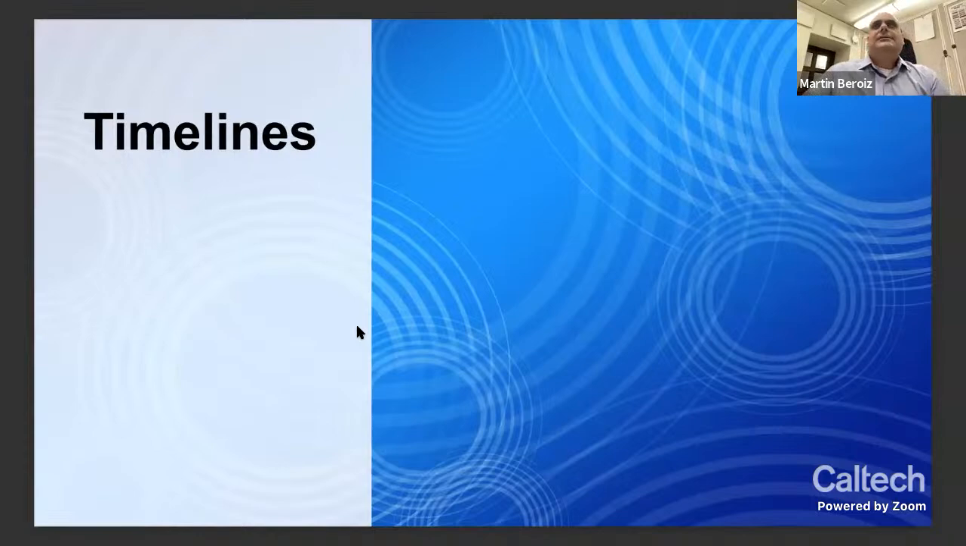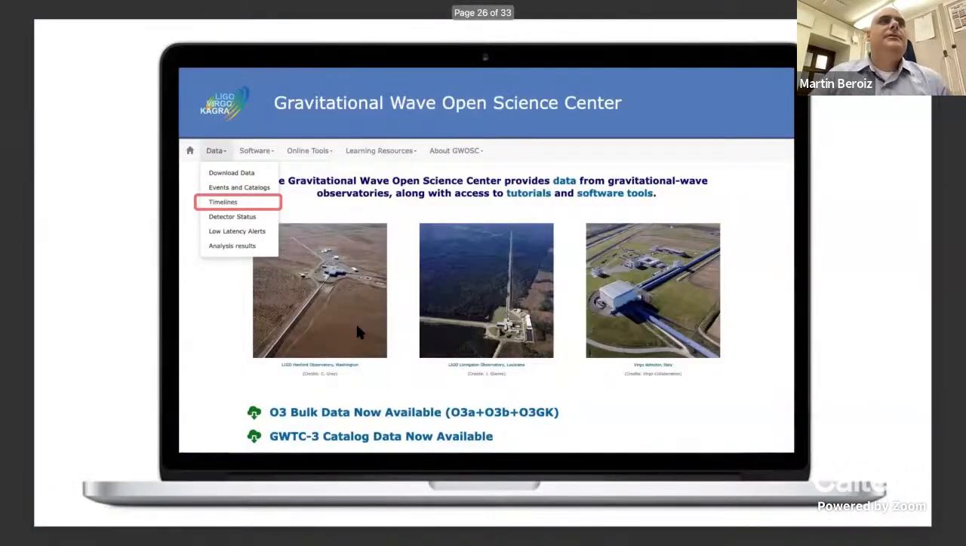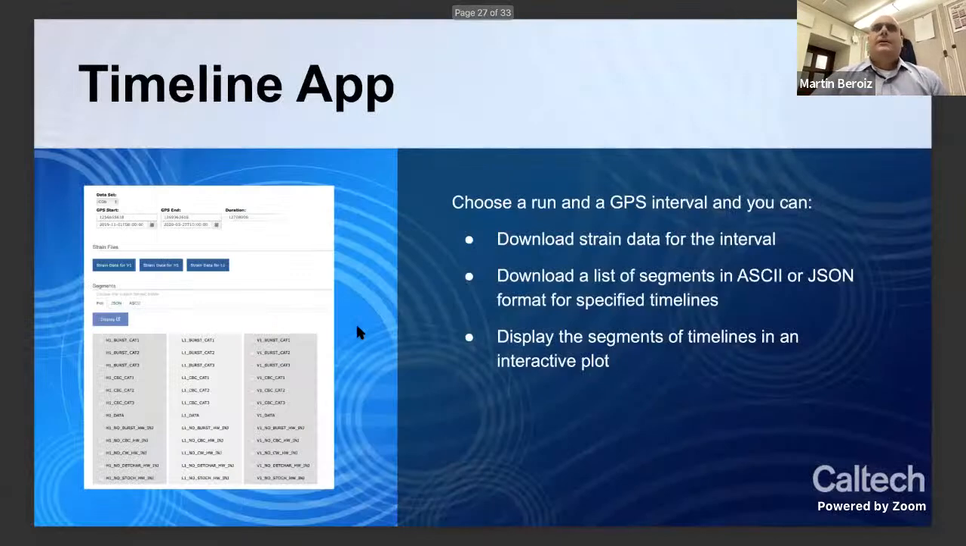Next topic, timelines. The timelines app, you can find it here, third item in the data menu. And basically it's an app that will take you to this page. It's an app to query for segment data. So on this one, you can just choose a run and a GPS interval. If you don't, the GPS interval is in principle fixed to the whole duration of the run. But if you want to restrict it more, you can change the GPS interval as well.